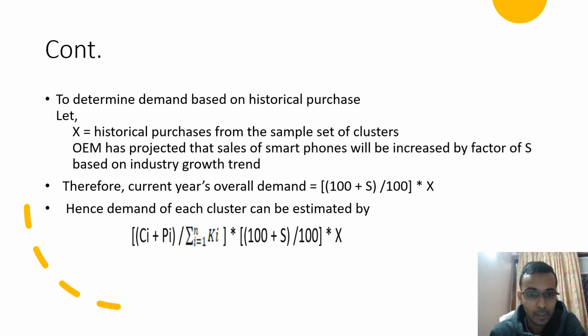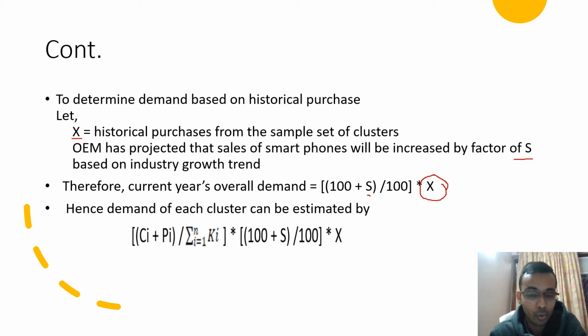So if we talk about this equation, here the variable X is the historical purchases from the sample set of clusters, and the factor S is the sales of the smartphone that will be increased based on the industrial growth trend. So if we need to find out the demand of mobile in the current year, that would be (100 + S) / 100 × X, where 100 + S is a percentage change, S is the factor of increase, how much the sales has increased, and X is with respect to the historical purchase from the sample set of clusters.